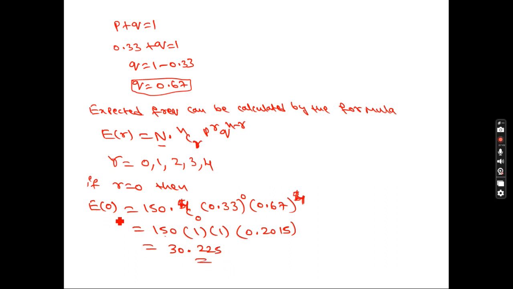Similarly, what we have to do is calculate the other values, E of 1 and so on. Here again I am taking the pen option. Now if r equal to 1, then E of 1 is equal to 150 into nCr, where n means 4C1, into p power, 0.33 power 1, into 0.67 power 4 minus 1, which is 3.